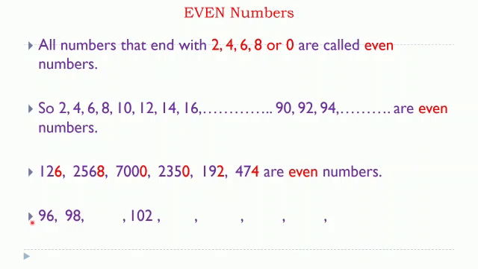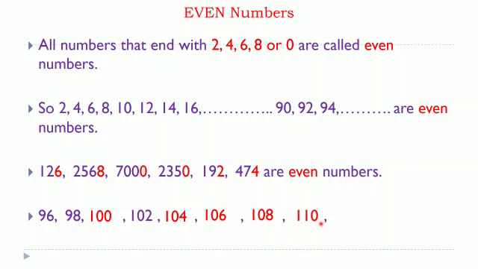Now in our textbook they have given us blanks to fill. They have given 96, 98. So these are even numbers. After 98, what will we get? Even numbers we have to fill. So it will be 100. Then 102. After 102, the even number is 104. Then 106. Then 108. And then we will get 110.